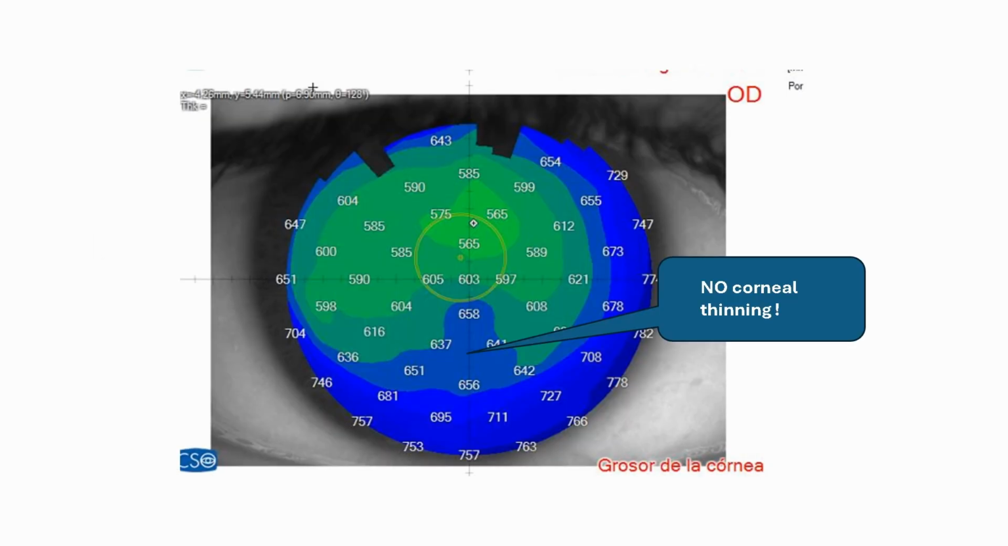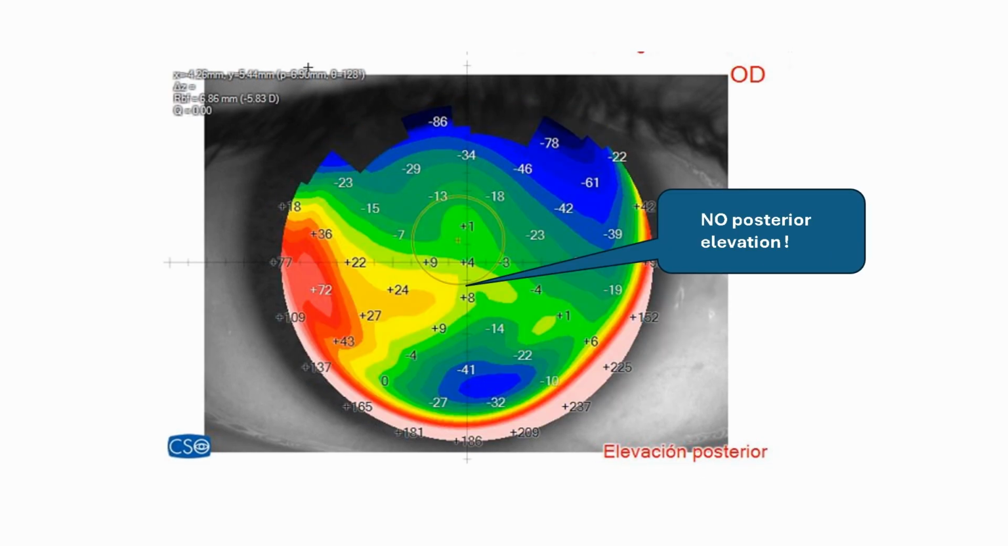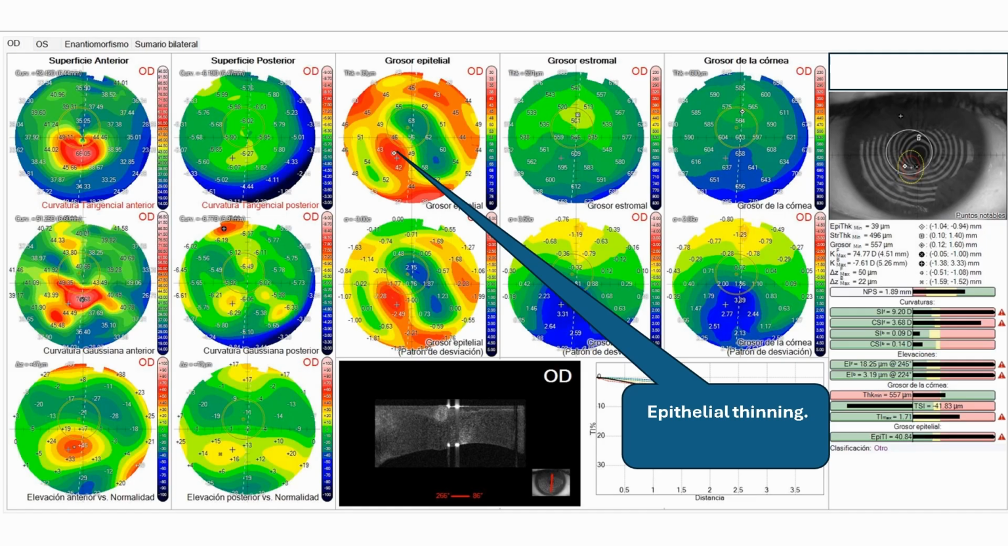On the pachymetric map, we noticed that there isn't any corneal thinning. The values around the area of steepening are over 600 microns. On the posterior elevation map, we do not see any posterior elevation that correlates with the area of steepening. In this slide, we focus on the epithelial map, where we can see thinning of the epithelium over the area of steepening.